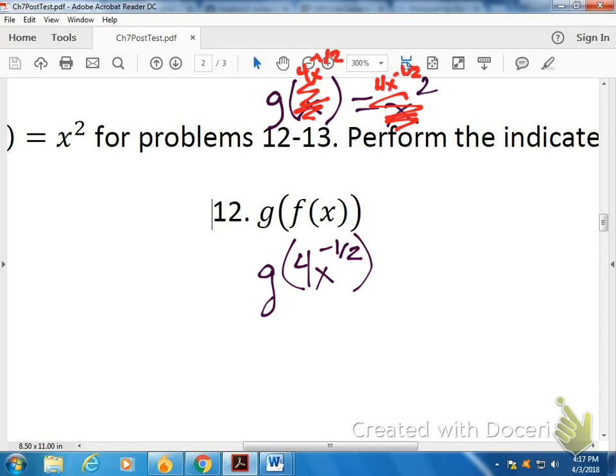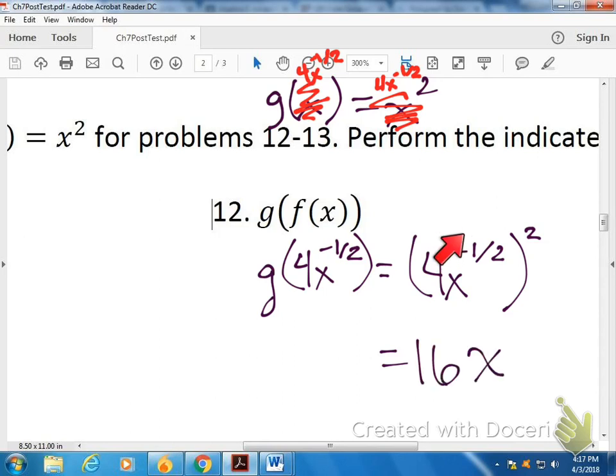This time, 4x to the negative 1/2 has to be in parentheses to the second power. So now the 4 is getting squared, and the x is being raised to both powers, meaning you multiply those powers. So I could either stop here, or if I wanted to take it one step further, it'd become this.